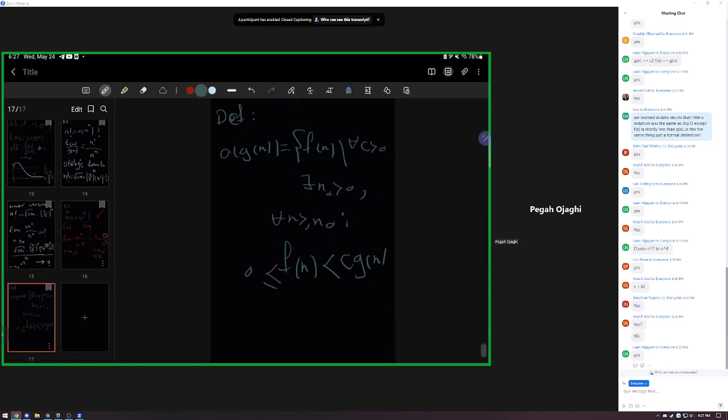And then we say g of n is a strict asymptotic upper bound. Because it's strict, it doesn't have equal. Previously it wasn't strict because it had equal, but this time we don't have equal, so it's going to be a strict upper bound. Does it make sense?